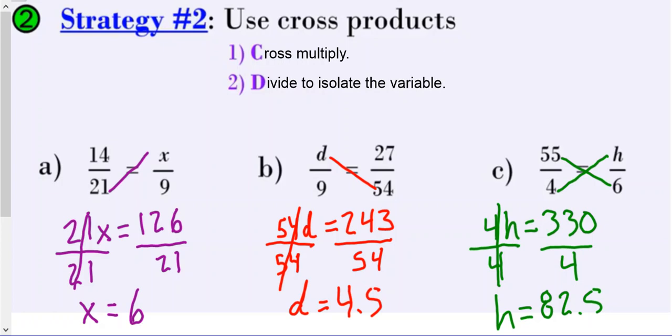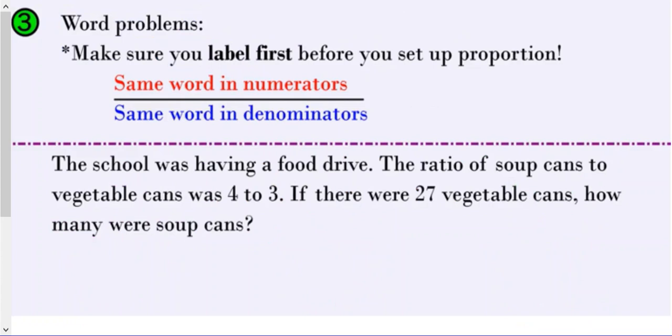Alright, next we're going to take a look at word problems. Okay, make sure that you write this information down first before continuing on to solve the problem. When we're working with word problems, we want to make sure that we label first before we set up our proportion. We want the same units in the numerator and the same units in the denominator. And once you have that set up, that will allow you to pull information out of the word problem to set your proportion and then solve.